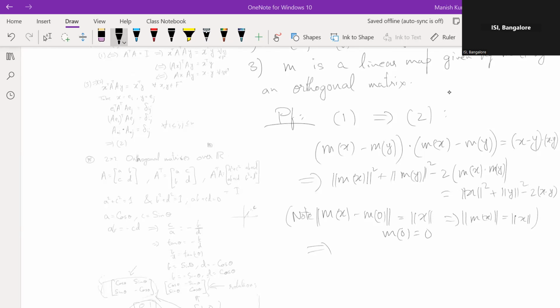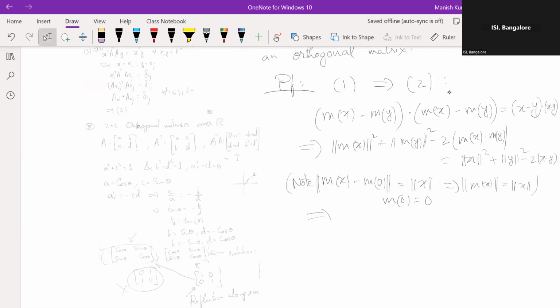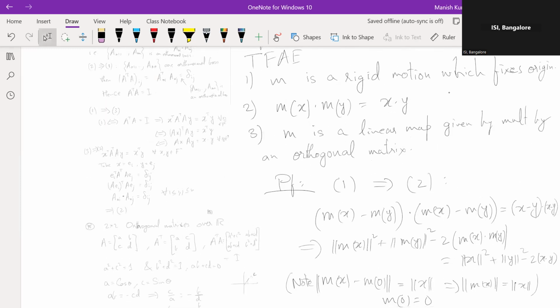So from here we get that in Mx dot My, the Mx squared and x squared you can cancel out, My squared and y squared you can cancel out, and the minus 2's you can cancel out, to get that Mx dot My is the same as x dot y. So this proves 2.